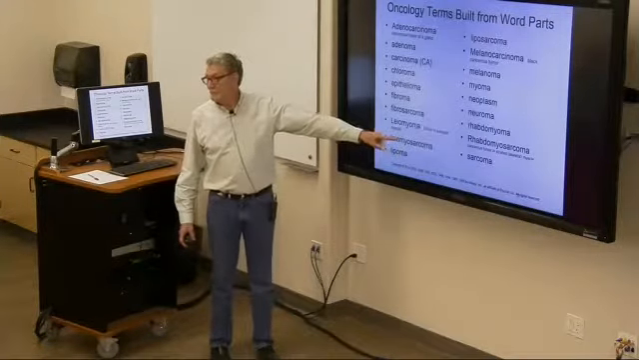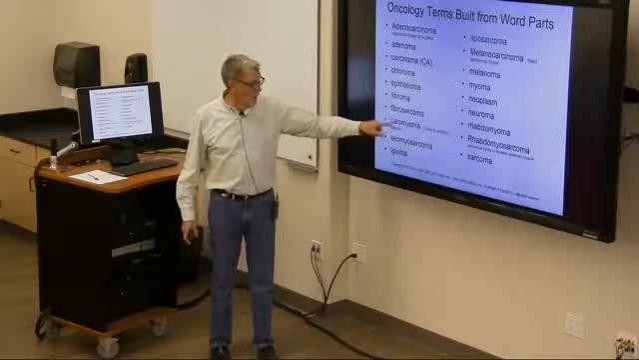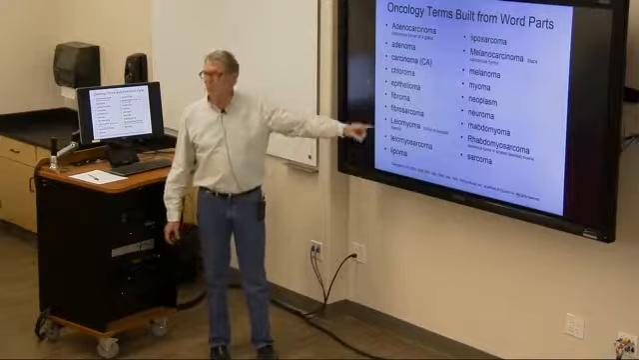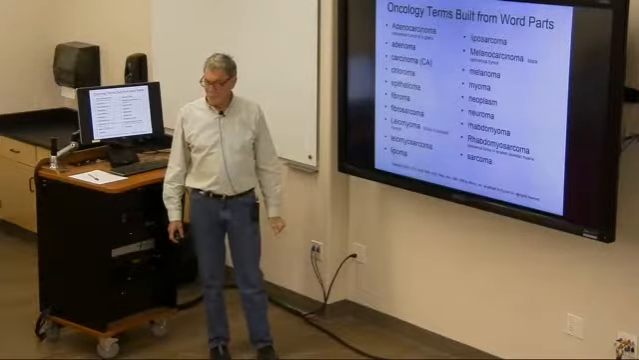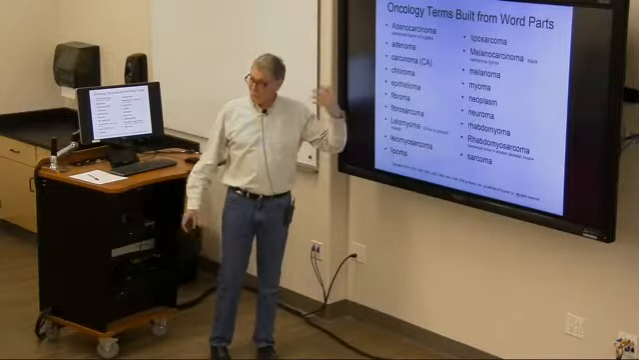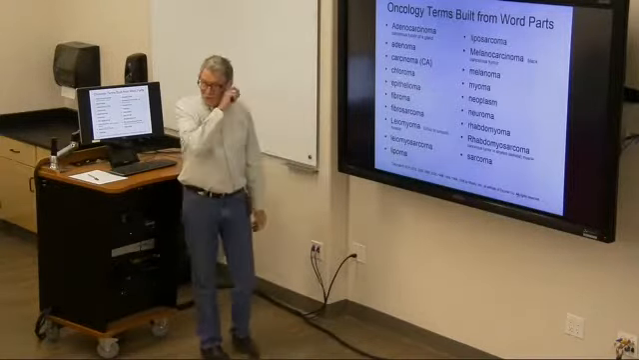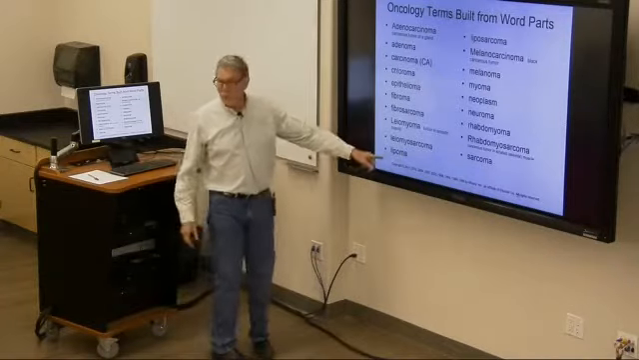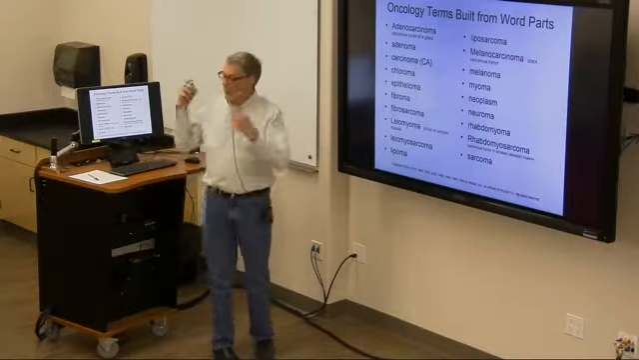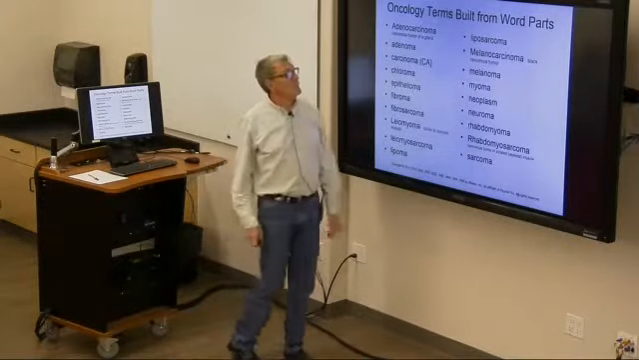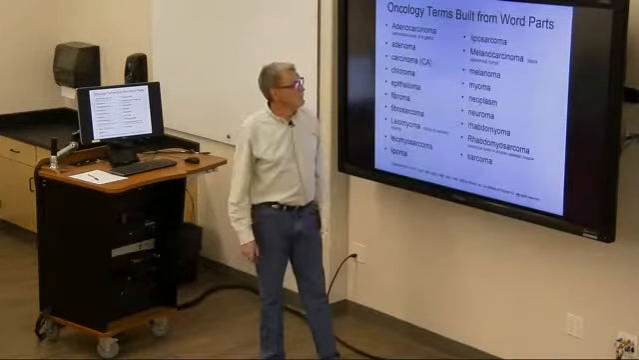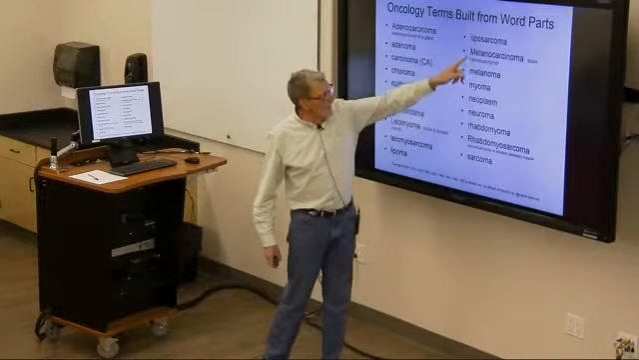Leiomyoma, smooth muscle tumor. How about leiomyosarcoma? Cancerous smooth muscle tumor. See, after you do this a million times, it's actually going to start falling into place. It sounds like a lot of stuff right now. Lipoma, fat tumor. I should have had my whole head removed. Liposarcoma, cancerous fat tumor. How about a melanocarcinoma?